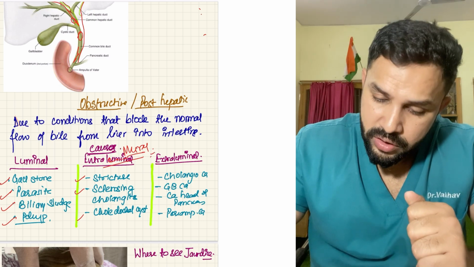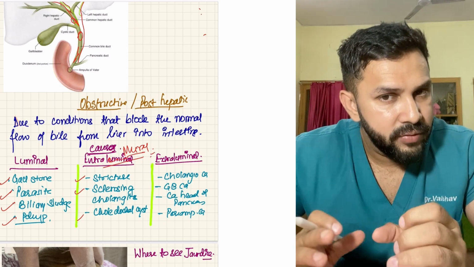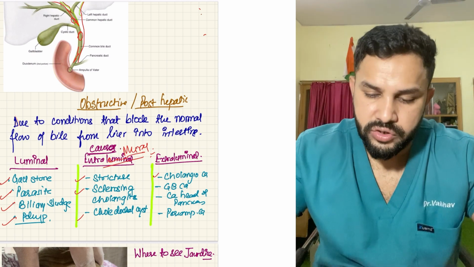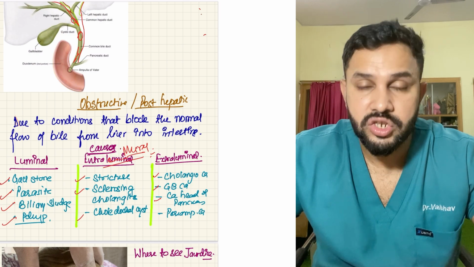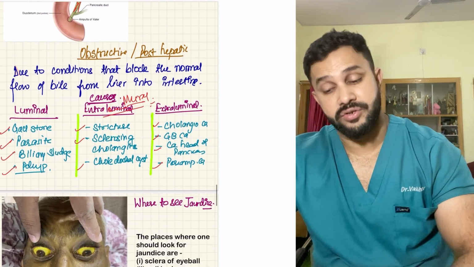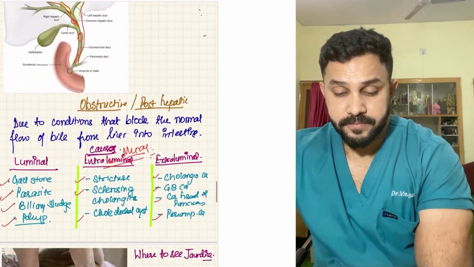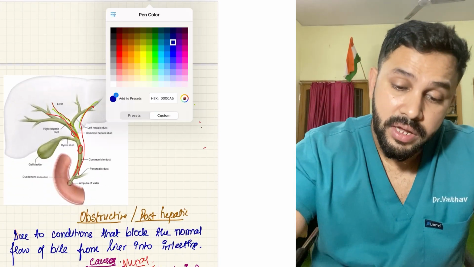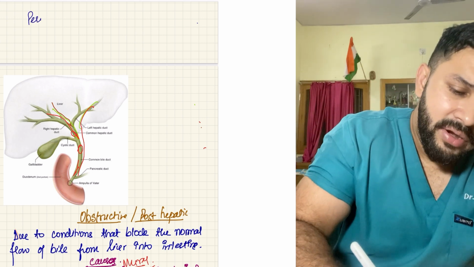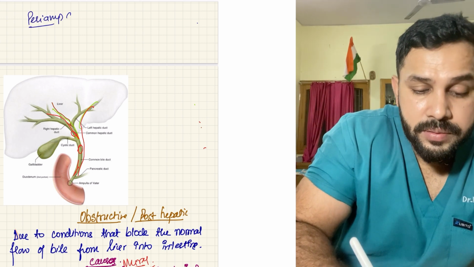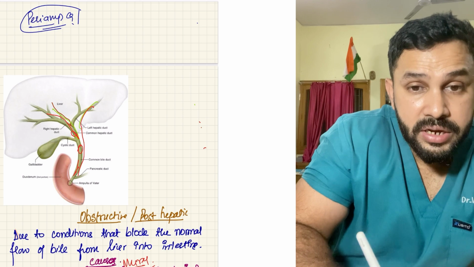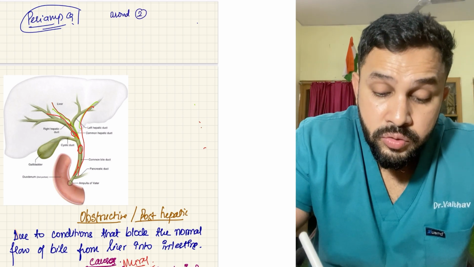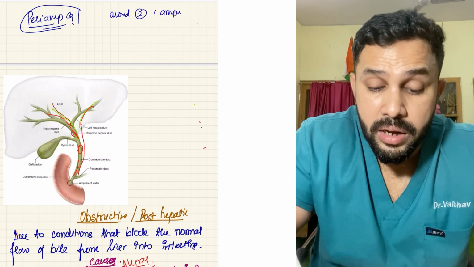The other is extraluminal, outside the lumen, compressing the CBD from outside. It is cholangiocarcinoma, GB carcinoma, head of pancreas, and periampullary carcinoma, right? Let me tell you one more thing, very important. Periampullary carcinoma means around 2 centimeter in the ampulla.